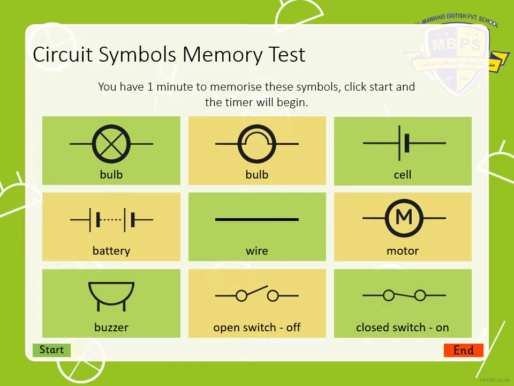You can see two circuit symbols of buzzers, one with a cross and one with a semicircle inside. Cell or one battery, two batteries or two cells, wire, motor, buzzer, an open switch, that means it's not connected, a closed switch, that means it's on. Have a look at it very carefully.